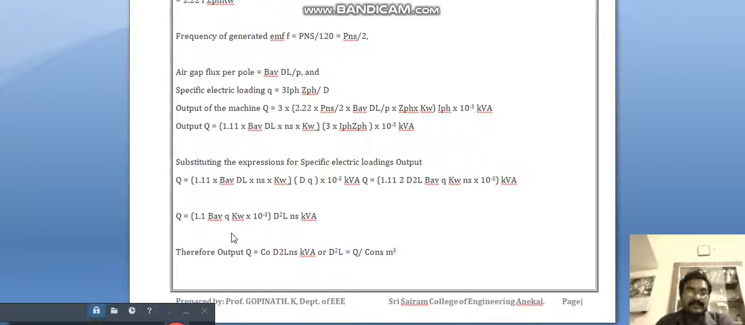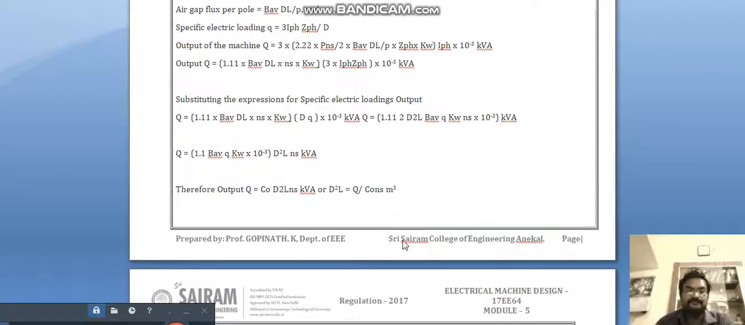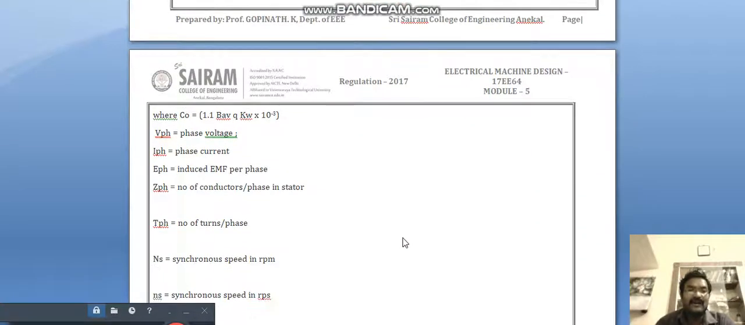Let us consider the term 1.11 π² Bav q kw × 10^-3 as C naught, that is the output coefficient. Therefore, output Q is equal to C naught D² L ns kVA, or D² L is equal to Q by C naught ns, in meter cube, where C naught is equal to 1.11 π² Bav q kw × 10^-3. This is the output coefficient of the synchronous machine.